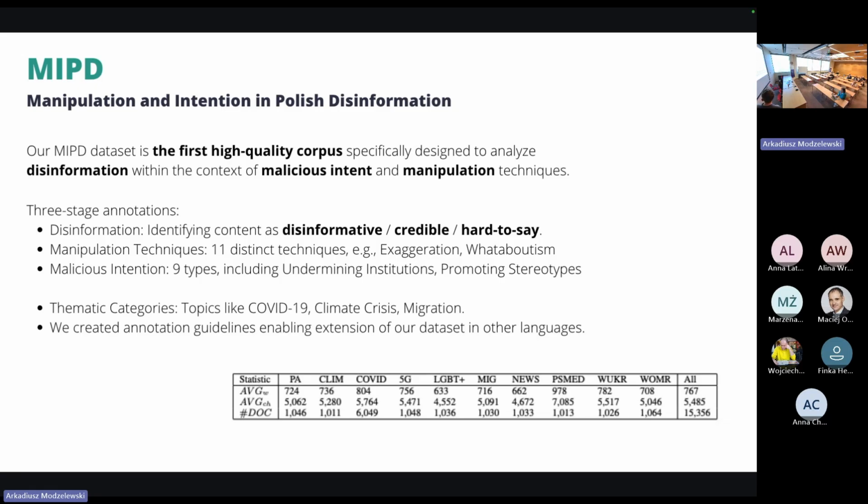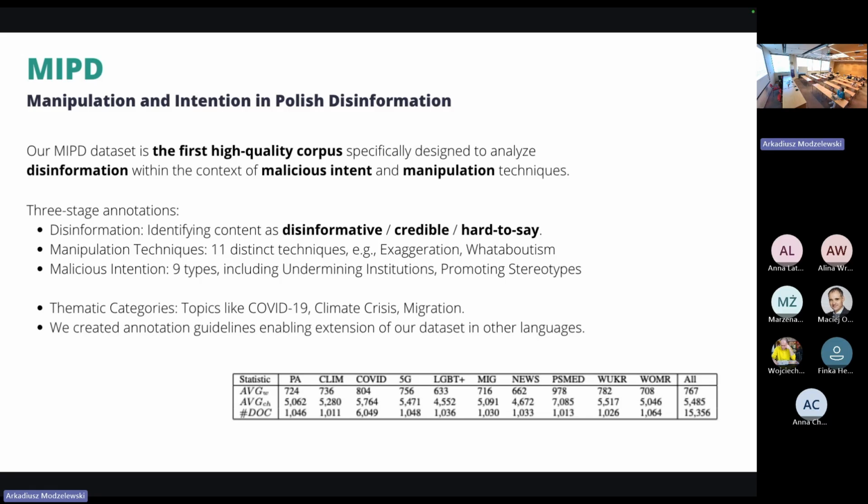Then the next stage was to annotate manipulation techniques. There were 11 different manipulation techniques and malicious intent, which has 9 different types. All of this was done with the cooperation of highly experienced fact checkers and debunkers, who had at least three years of experience from accredited fact-checking or debunking organizations.